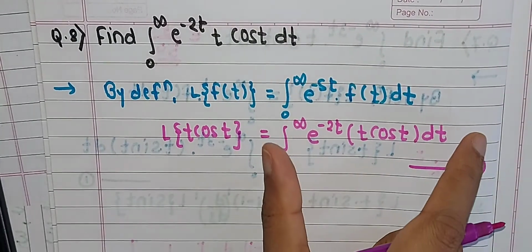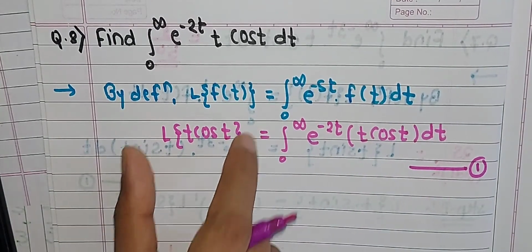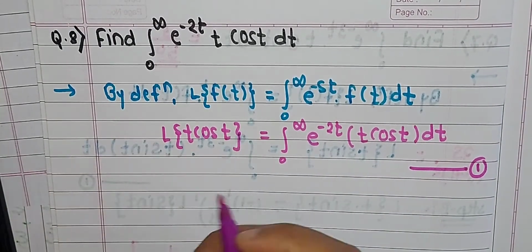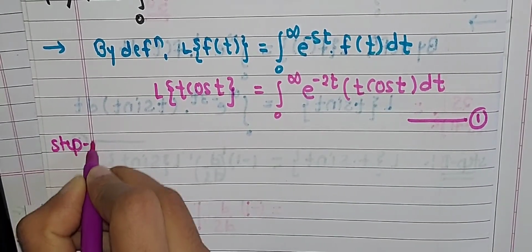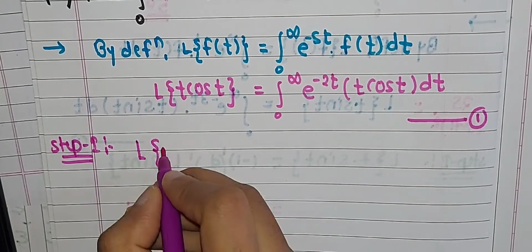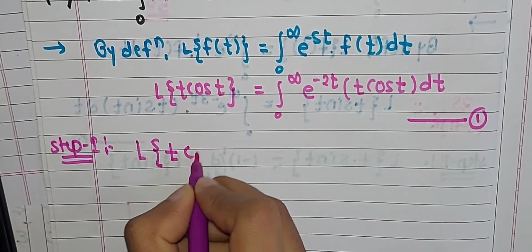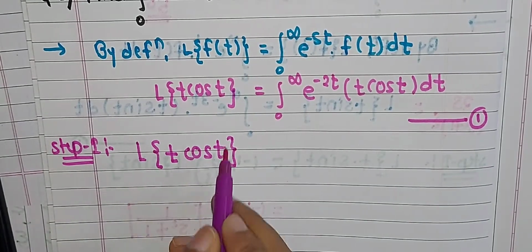Now to find the value of this RHS, we will do one step, that is we will find the value of this Laplace transformation. So our step number 1 is, that is my step number 1, I'll consider that LHS, that is L of t into cos t, and this is nothing but what? Of course multiplication by t.